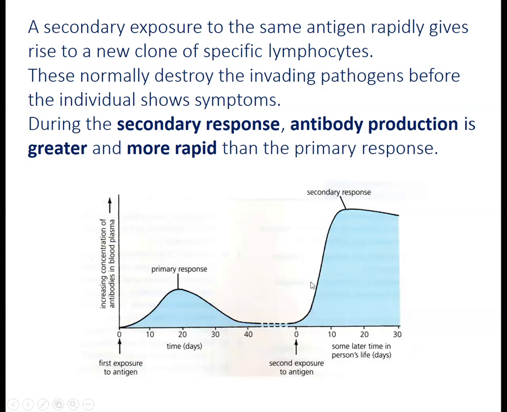You can also see that the response is much, much quicker. In the primary response, it took 20 days to get to that level, whereas in the secondary response, it's taken only 10 days to get to a much higher level. So because of these memory cells, your secondary response is so quick and so strong that sometimes, if that pathogen comes into your body for the second time, you don't get any symptoms, because your immune system destroys it before it has a chance to get hold in your body.